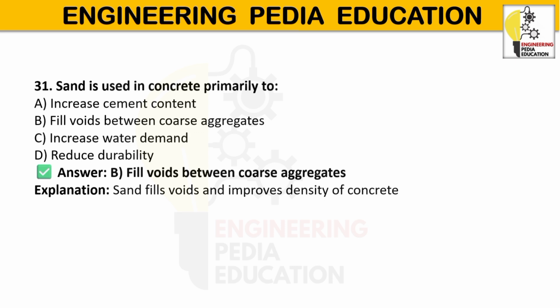Coarse aggregate creates empty spaces, voids. Sand, fine aggregate, fills these spaces. This makes the concrete denser, stronger and more workable. It also reduces the amount of cement paste required. Sand acts as fine aggregate and fills the voids between coarse particles, improving the density, workability and strength of concrete.